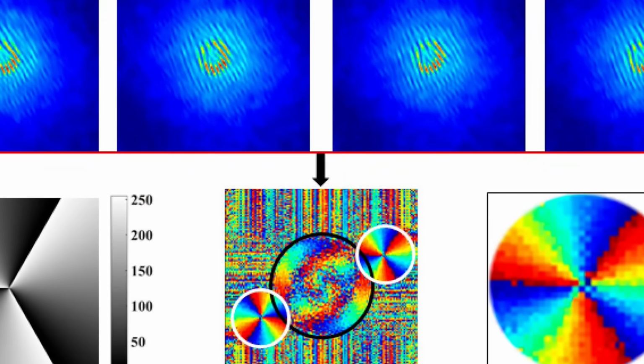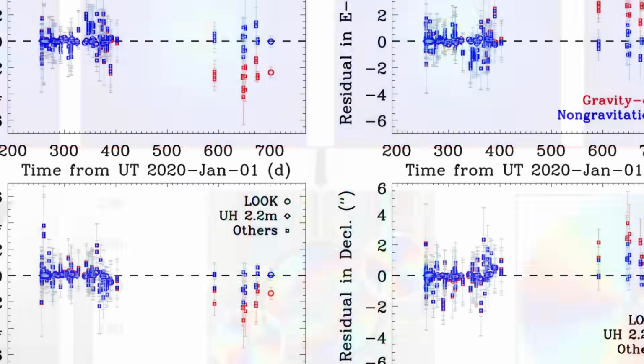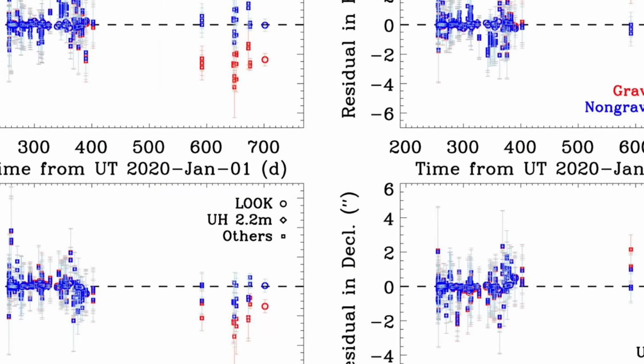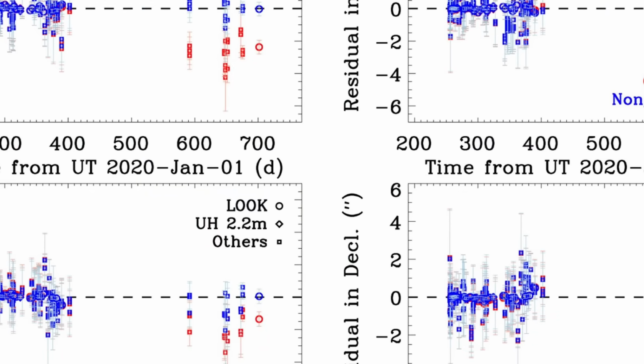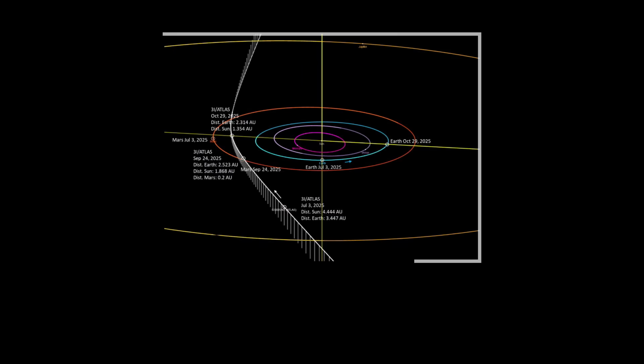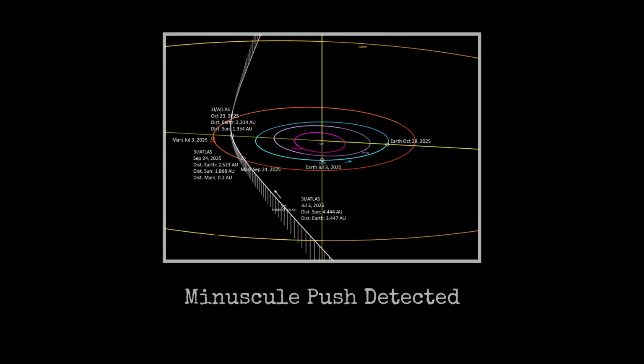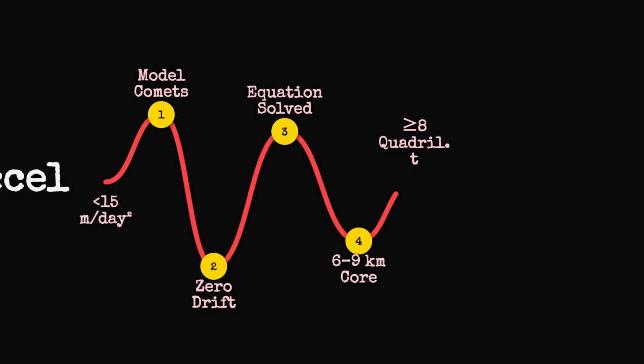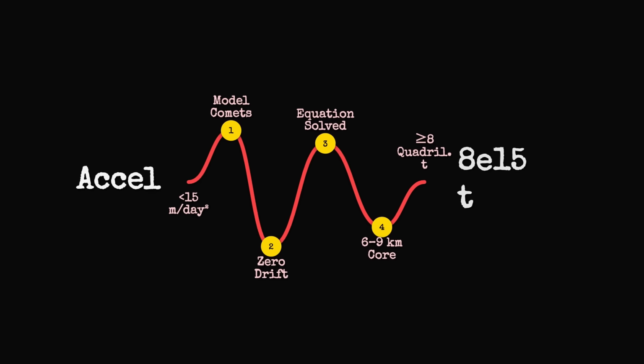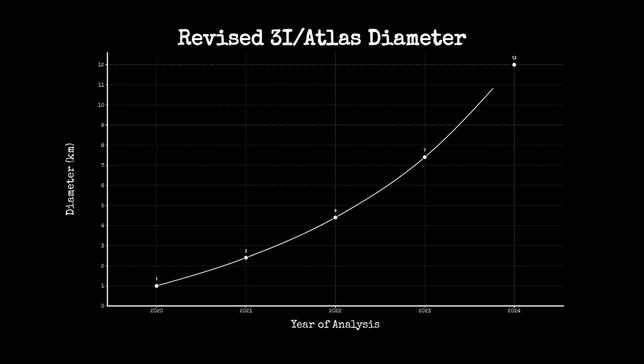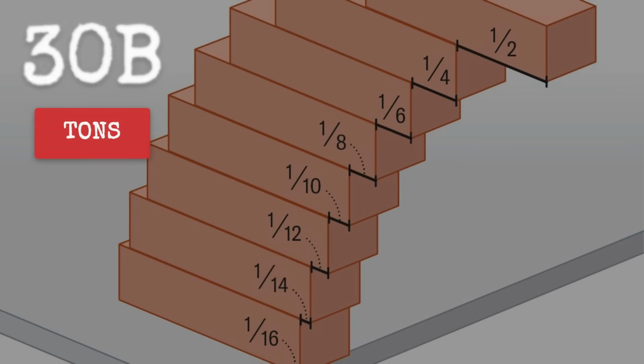But here's the kicker: the force calculations, derived from trajectory residuals and the observed coma, don't budge that estimate. The measured non-gravitational acceleration, less than 15 meters per day squared, is so small that, for the observed level of outgassing, only a body of immense mass could resist being nudged off course. The numbers converge: a nucleus at least several kilometers wide, with a total mass exceeding 30 billion tons.